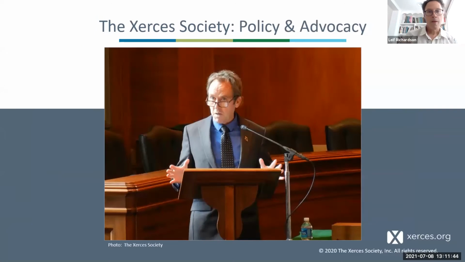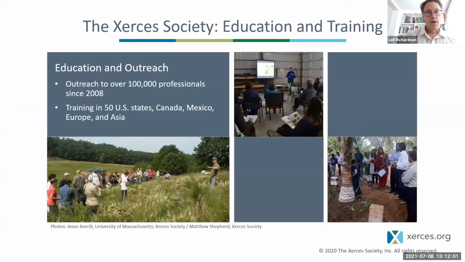We do an awful lot of policy work and advocacy. And so our employees will testify before state or federal representatives. We try to advance legislation that may protect invertebrates and their habitats. And we do lots of education and training. The organization is about 50 years old. And just since 2008, we've trained more than 100,000 professionals in the type of work that we do. And the geographic distribution of where we do this work, it's all 50 states, as well as Canada, Mexico, and off the continent in Europe and Asia as well.